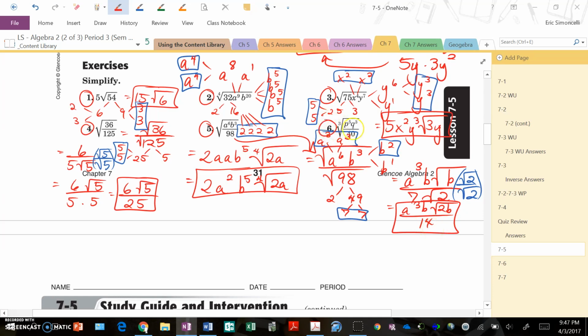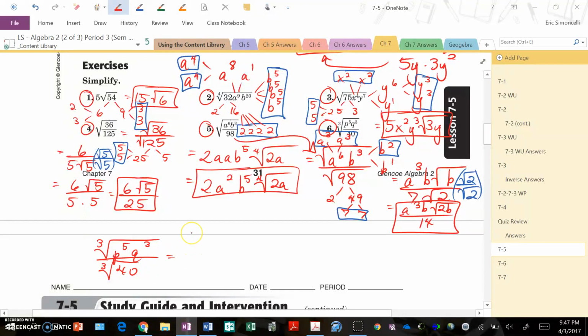We'll finish up with number 6. There's not a whole lot of room to do number 6, so what I'd like to do is write it here. I apologize, but I think this is going to work out just fine. So let's start the process of rewriting this whole single root as 2 separate roots. This is going to work out very well.